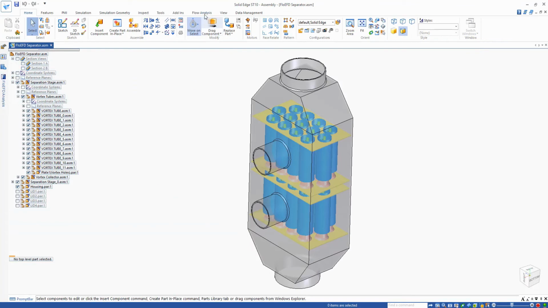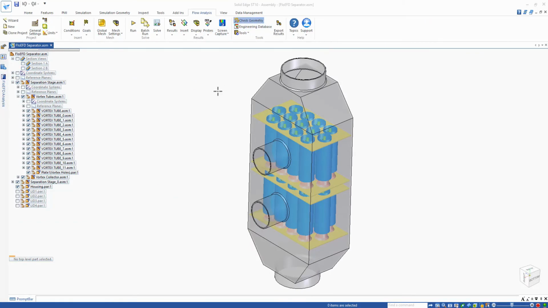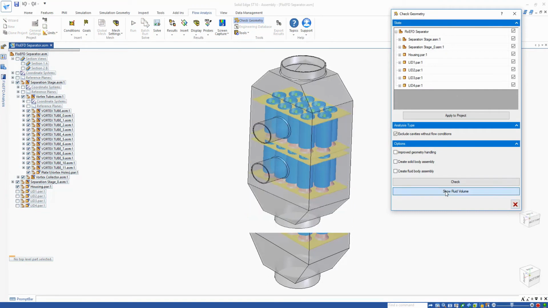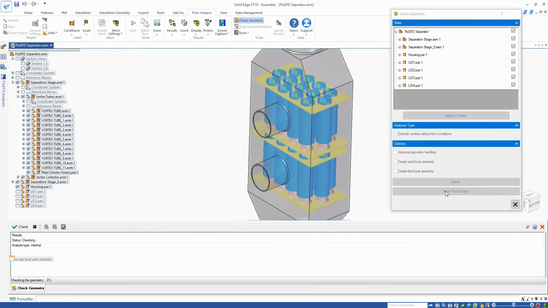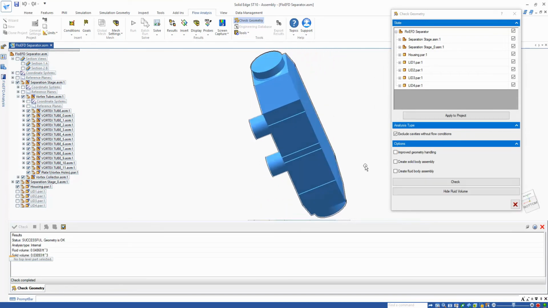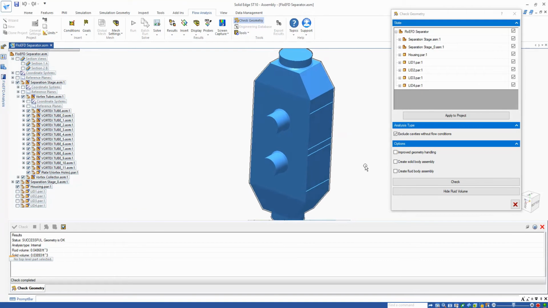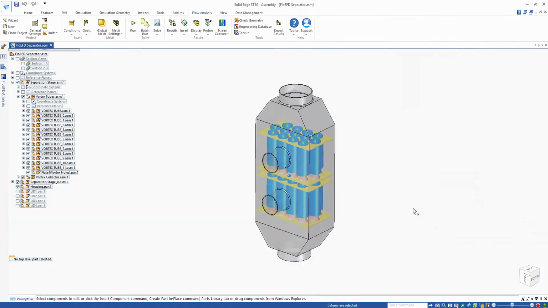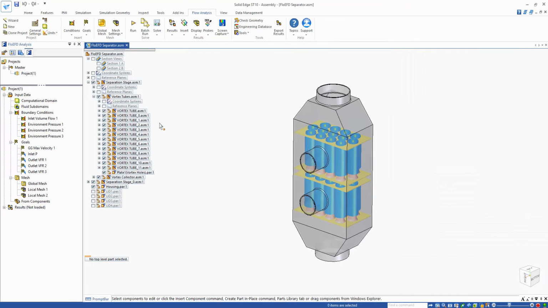So in FLOEFD we can check the geometry to ensure that we are getting the correct fluid region in the model, so the air cavity or the air volume is going to be correct, and you can see on the screen this blue volume, which is the correct air volume, so we're ready to go. So let's go to our FLOEFD analysis and look at some of the setup.